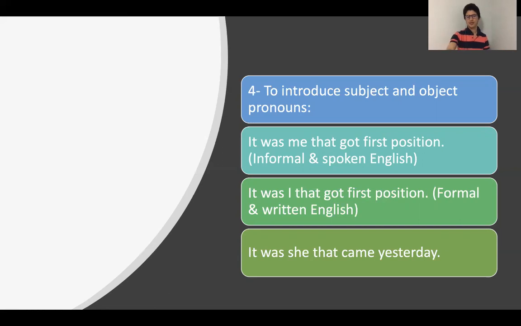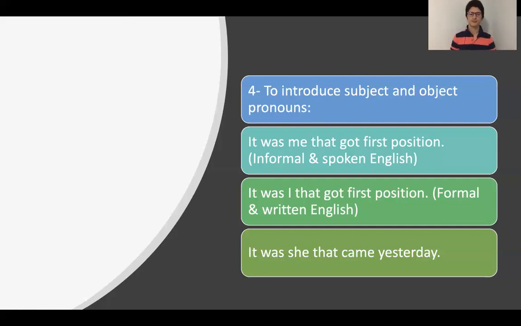Like this one. It was me that got first position. Or the second example, it was I that got first position. Remember, when you use a subjective pronoun, it is usually formal. And also in written English or formal English, you usually should use the subjective pronoun there. See here, I is what? Subjective pronoun.